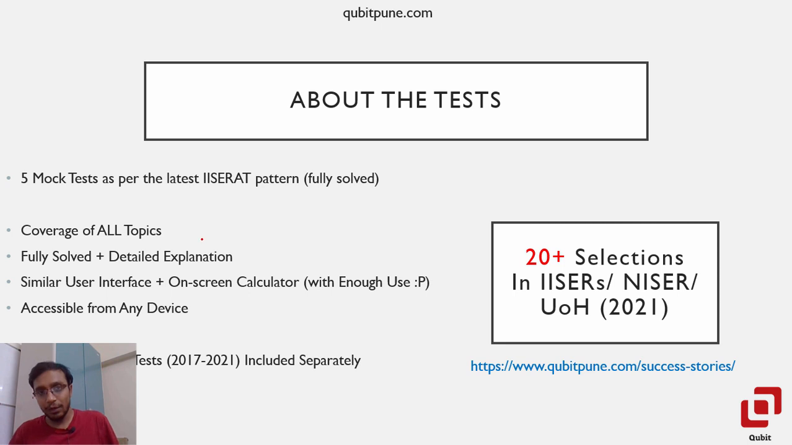What we are providing to you is 5 mock tests as per the latest IISER Aptitude test pattern. I'm calling it latest because this year they have changed the marking scheme. It is +3, 0 and -0.75. If you mark it correctly, you will get 3 marks. If you leave it unattempted, you will not get any marks. And if you mark it incorrectly, there will be a deduction of 3/4 or 0.75.